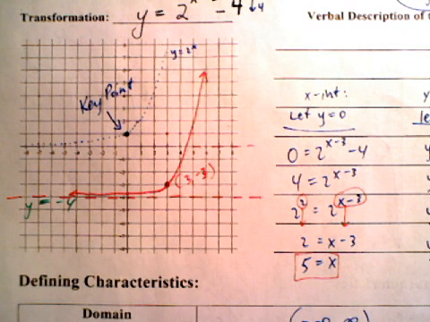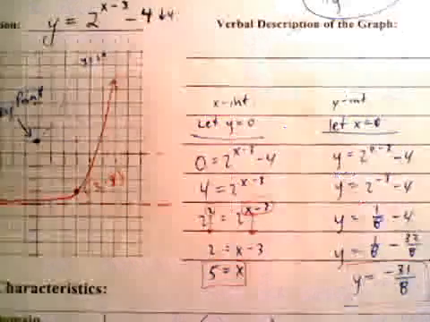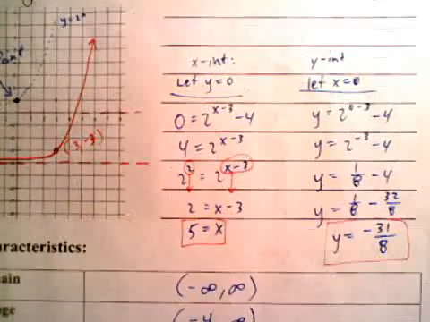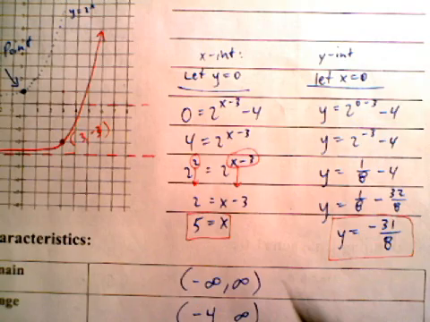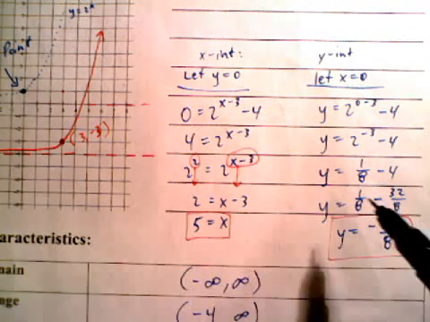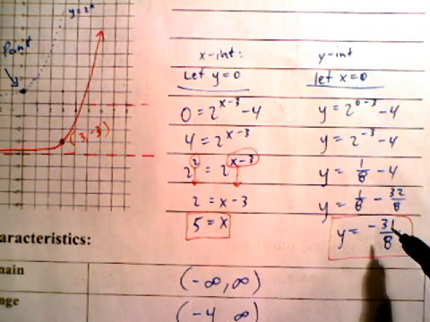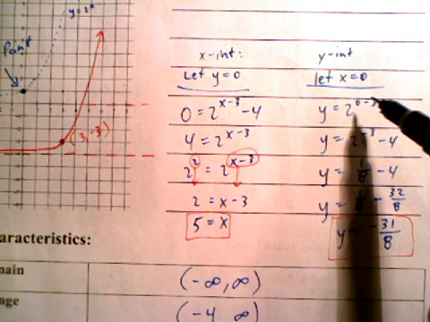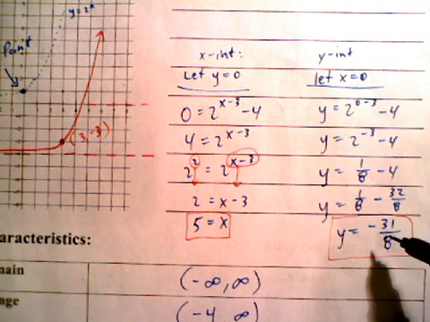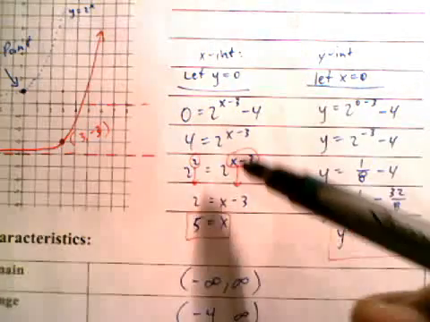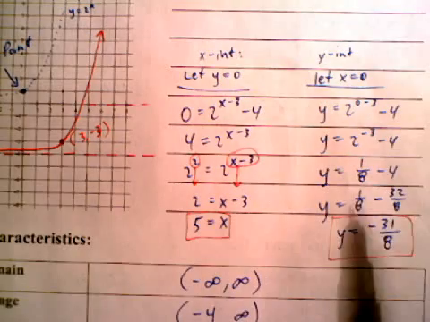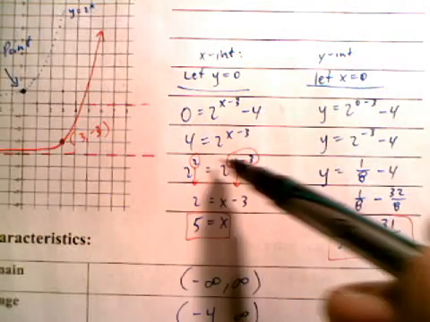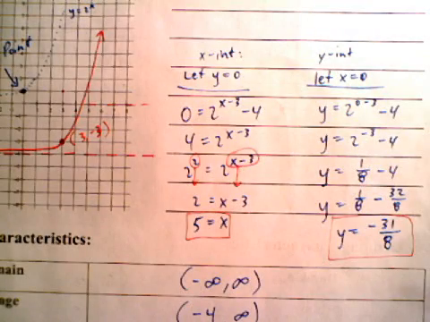We do have a little bit of work here to find the x-intercept and y-intercept. I'll let you see the work for that. For this one here, x equals 5, and over here, y equals negative 31 over 8. So when you let x equal 0, that's doable. And then when you let y equal 0, solving this exponential equation is actually pretty straightforward. You equate the bases and then equate the exponents, and you've got x equals 5.